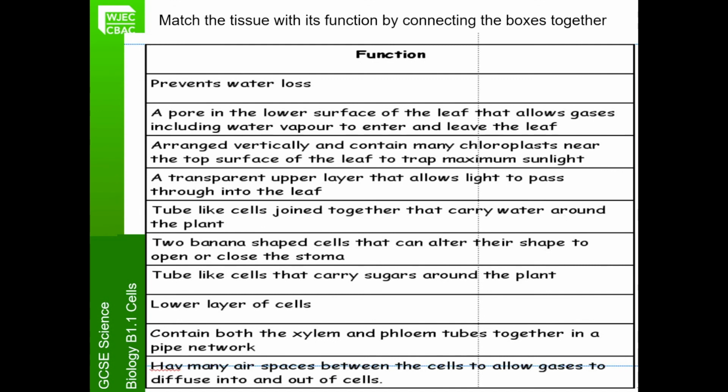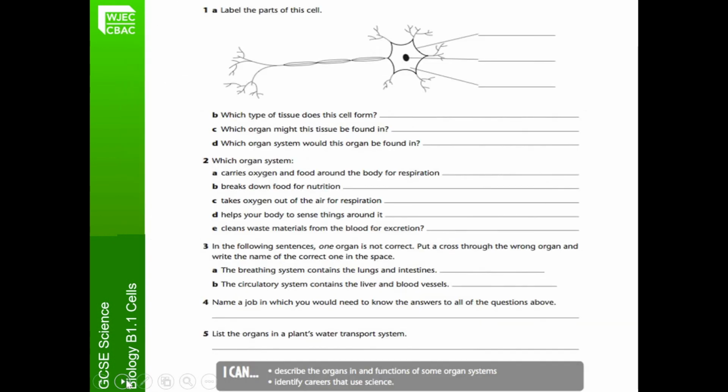Two banana-shaped cells that can alter their shape to open or close the stoma are the guard cells. Tube-like cells that carry sugars around the plant are called the phloem. Lower layer of cells is the lower epidermis. Contain both xylem and phloem tubes together in a pipe network for the transport system is the vascular bundle. And the last one, spelling mistake here, it should say have, not has. Have many air spaces between the cells to allow gases to diffuse into and out of the cells. That's our spongy mesophyll layer.